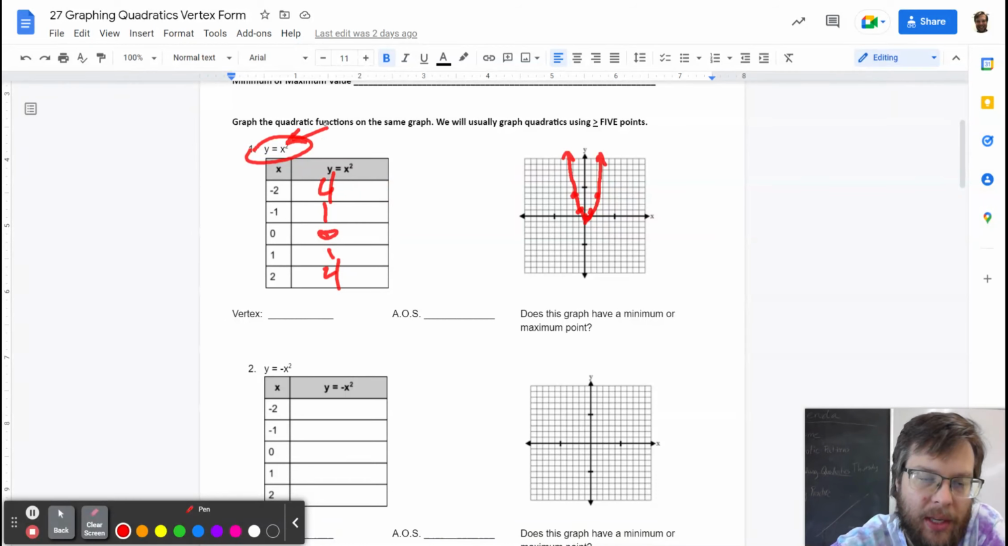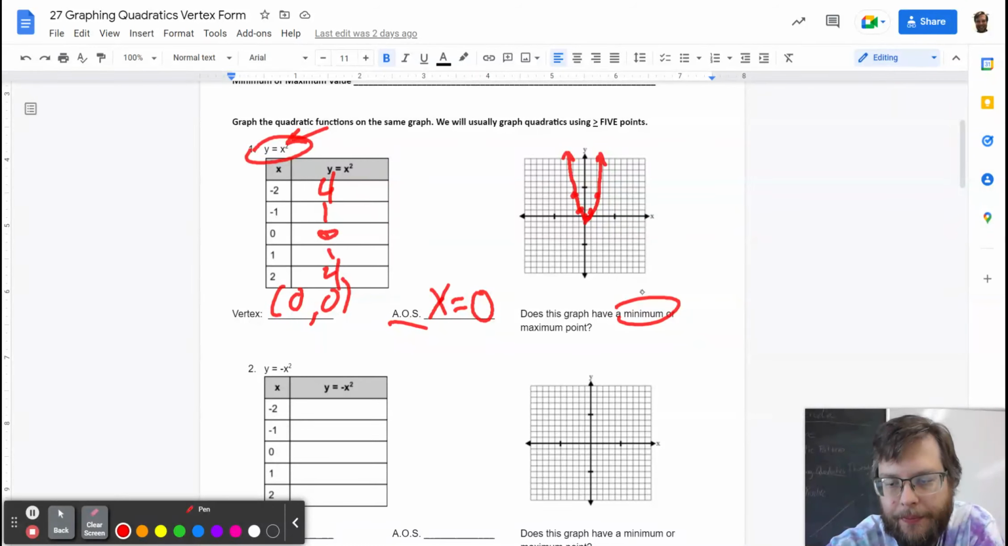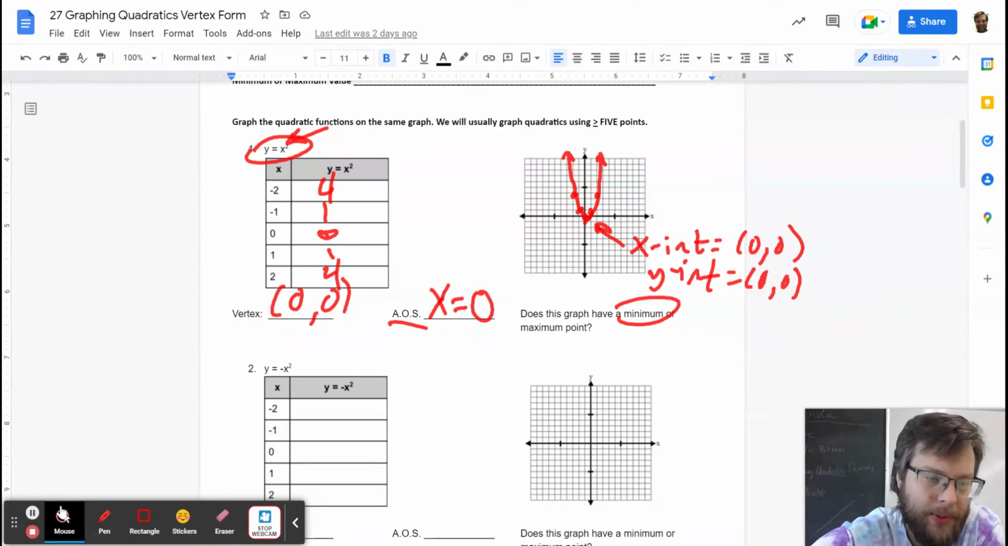So all I did there was take each of the x values and multiply by itself, because that's what squared means. The vertex is the place where the graph turns around, so that's 0, 0. AOS is axis of symmetry, that's the mirror, that's the fold line, x equals 0. And does it have a minimum or a maximum point? This has a minimum point. By the way, this graph also has an x-intercept of 0, comma 0, and a y-intercept of 0, comma 0. This is called the parent graph. Everything is essentially equal to 0 on this, and 0 is the most important number.